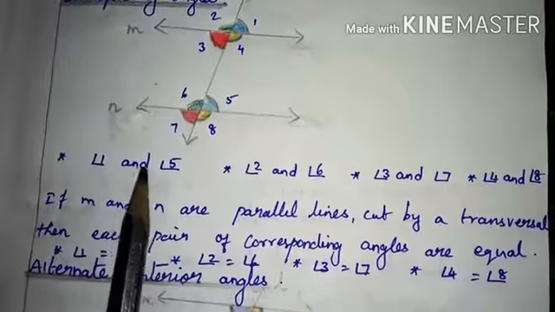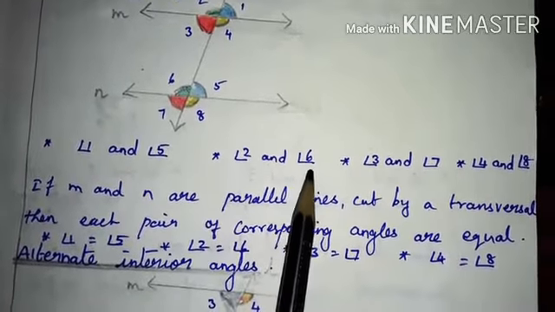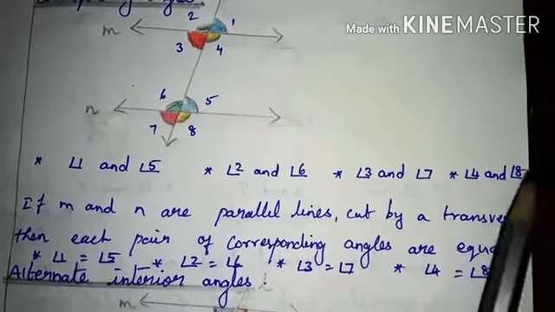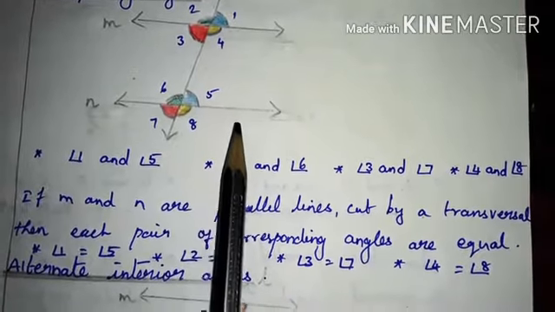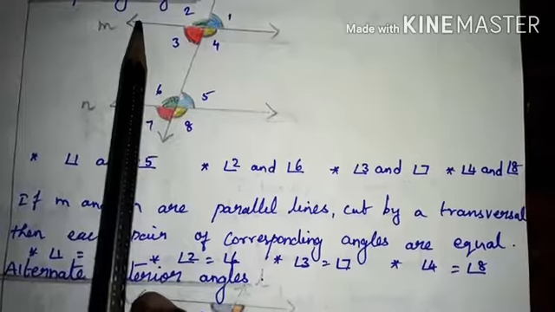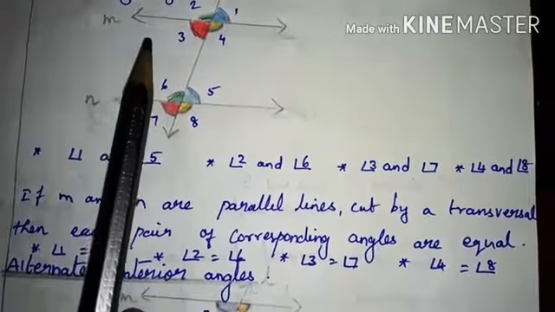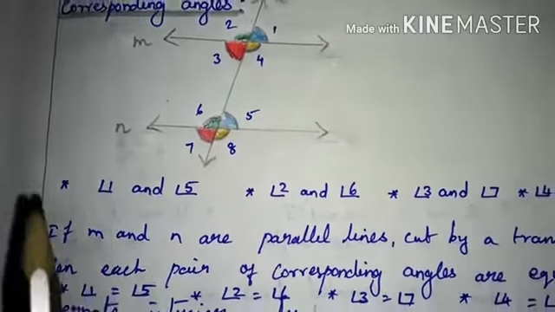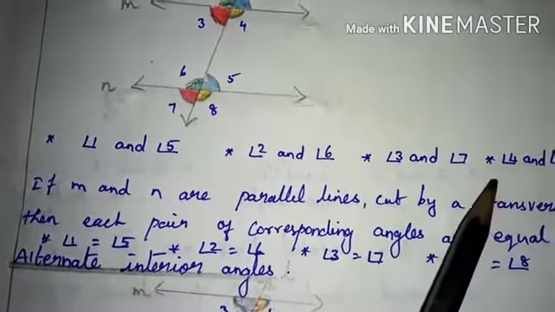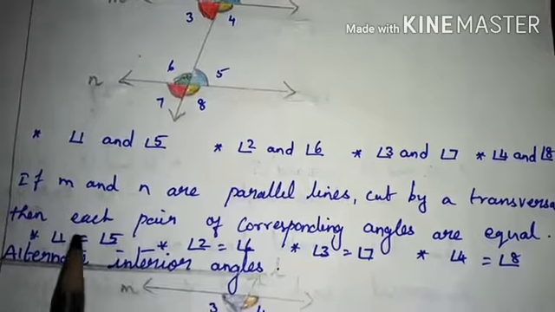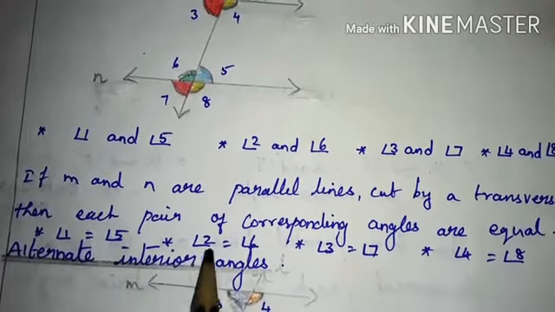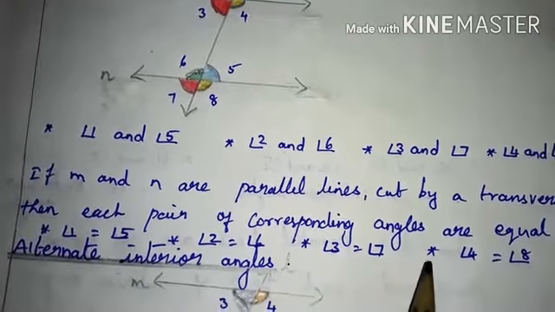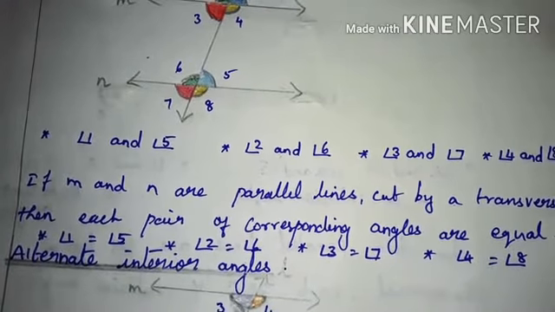That is, angle 1 and angle 5, angle 2 and angle 6, angle 3 and angle 7, angle 4 and angle 8 are corresponding angles. If the lines, that is the lines M and N, are parallel lines and are cut by the transversal L, then each pair of corresponding angles is equal. That is, angle 1 is equal to angle 5, angle 2 is equal to angle 6, angle 3 is equal to angle 7 and angle 4 is equal to angle 8.